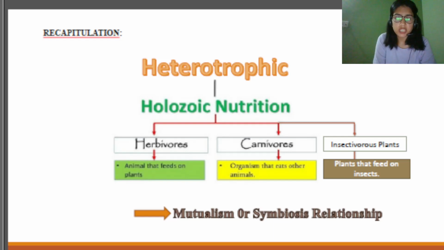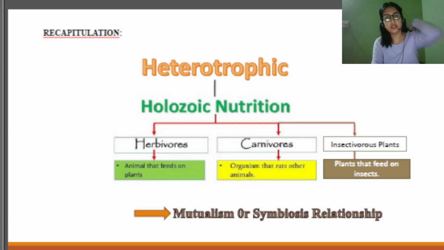Yes, so the examples for herbivores would be rabbit and grasshopper. And if you talk about carnivores, the examples would be lion and tiger. Yes, very good students. If we talk about insectivorous plants, then the examples would be Venus flytrap and pitcher plant. Yes, very good students, you have done well.